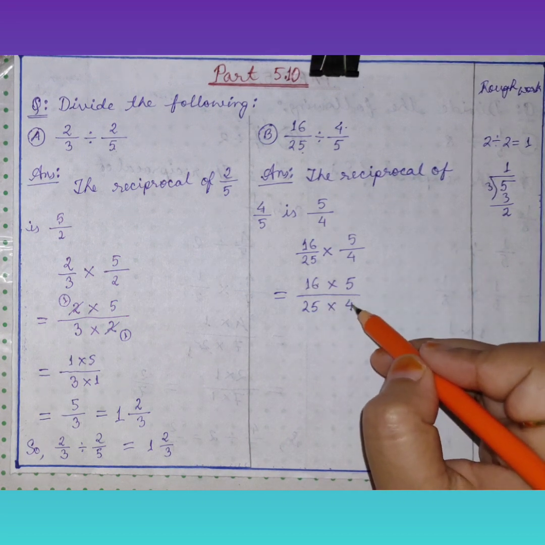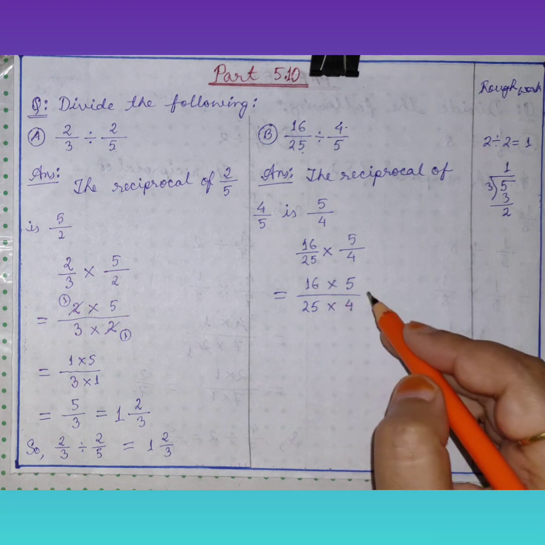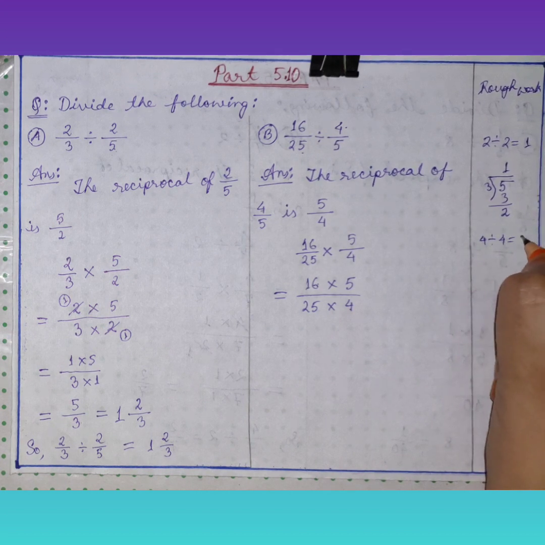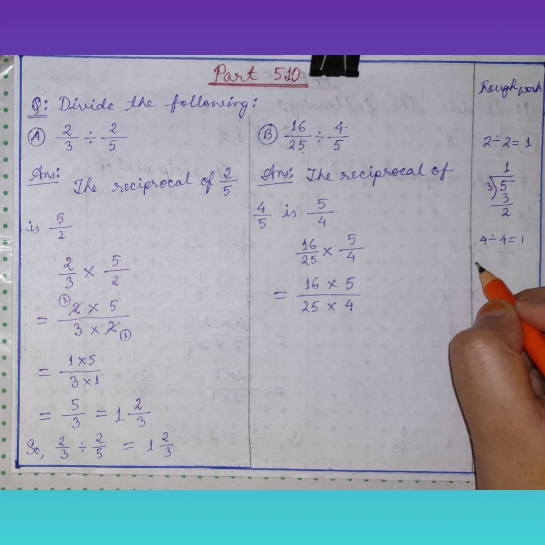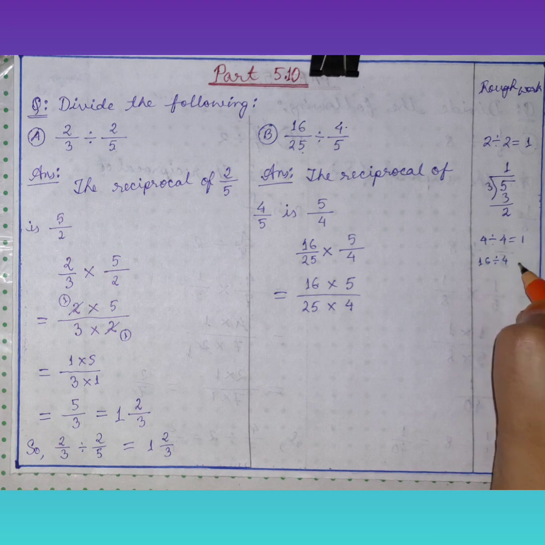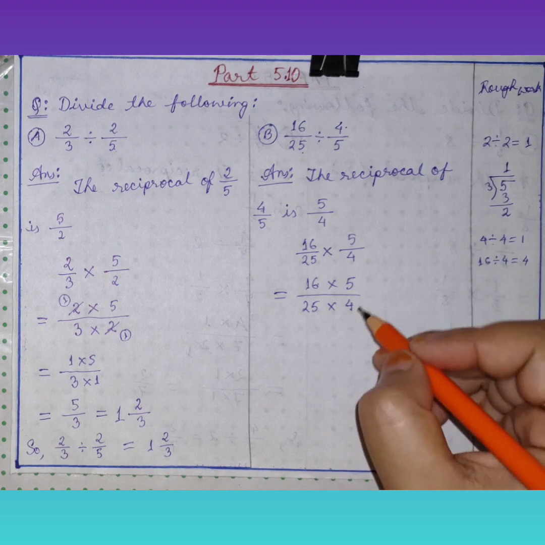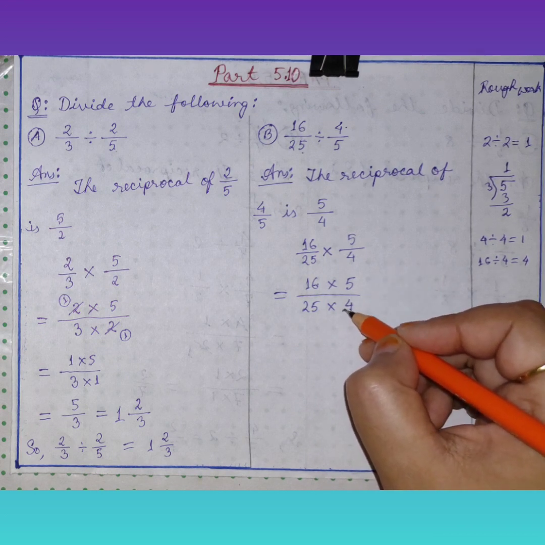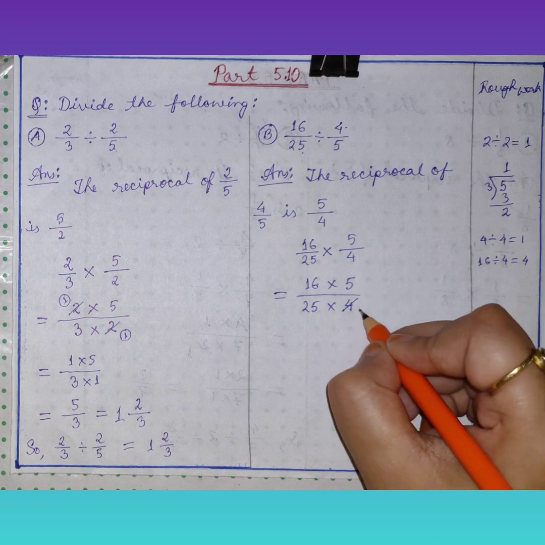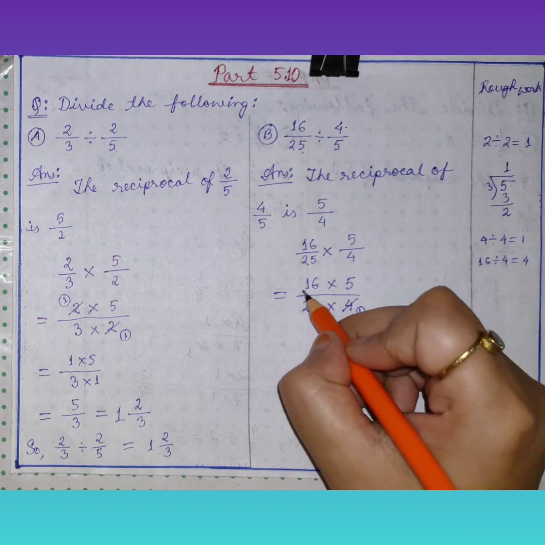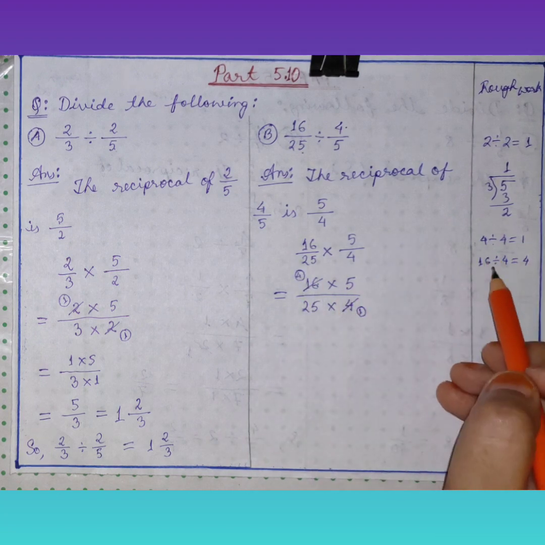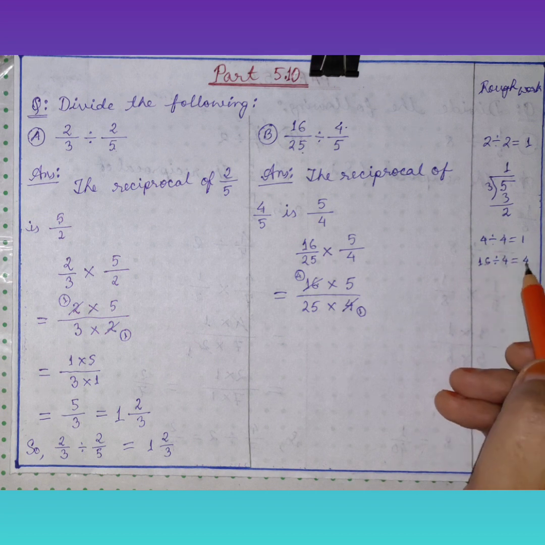Now see, 4 and 16, both can be divided by 4. If we divide 4 by 4, we will get 1, and when we divide 16 by 4, we get 4. Yes, so both 16 and 4 can be divided by 4. Here what do we have to write? We have to write 1, right? And here we have to write 4. Do you understand why? Because both these numbers can be divided by 4 and we get the quotients.